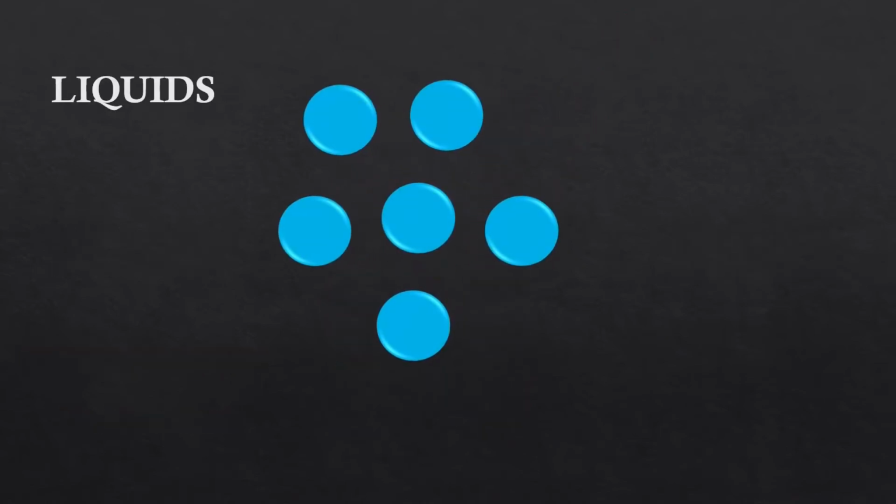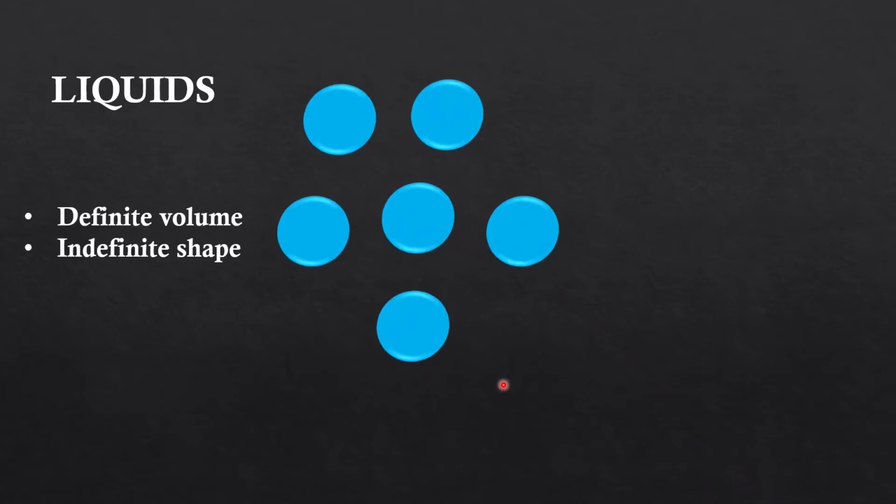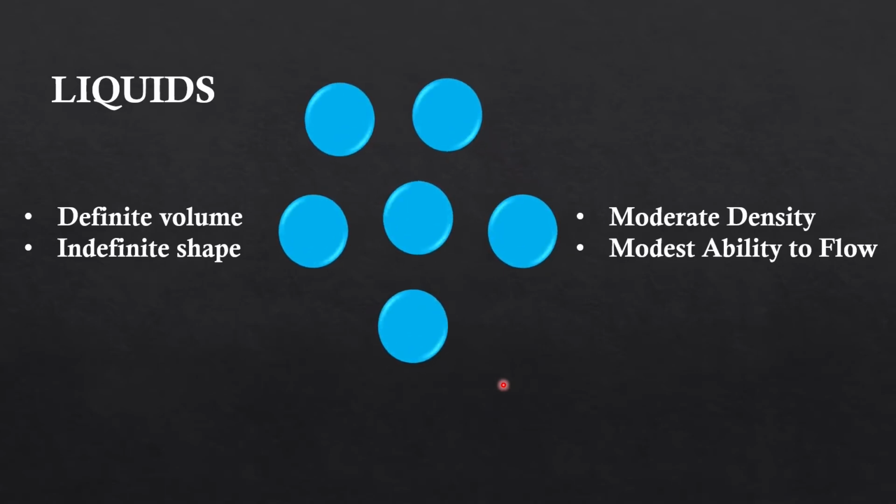In liquids, the intermolecular spaces are a little bit higher and the intermolecular forces are weaker. So they have some degree of freedom from each other. And therefore, they vibrate faster, they move about a little, and that makes them have definite volume and indefinite shape. They only take the shape of the containing vessel. They have moderate density and modest ability to flow.